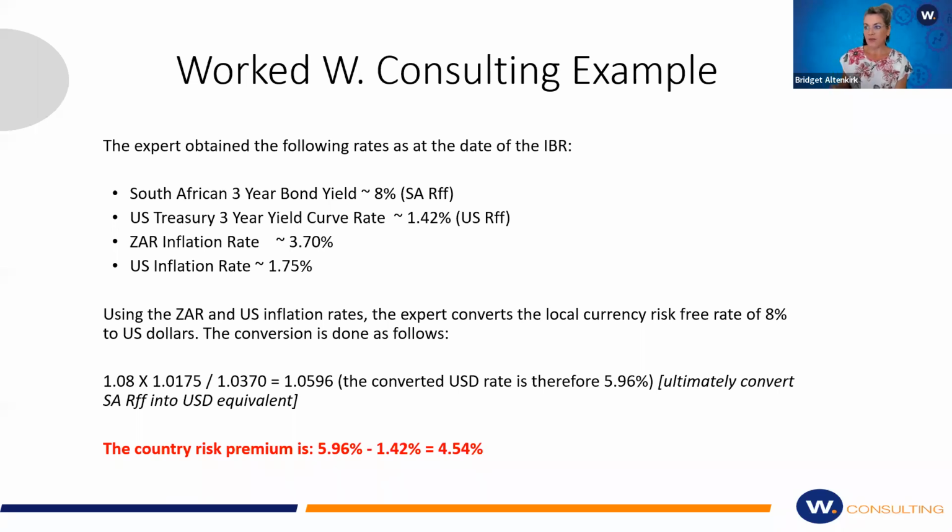So if we take our South African rate of 8% and convert that into an American equivalent by adjusting for inflation between the two countries, the converted USD equivalent is 5.96. The risk-free rate in the States was 1.42. The equivalent South African risk-free rate is 5.96, which we've calculated. Therefore, we can see that the country risk premium is 4.54.